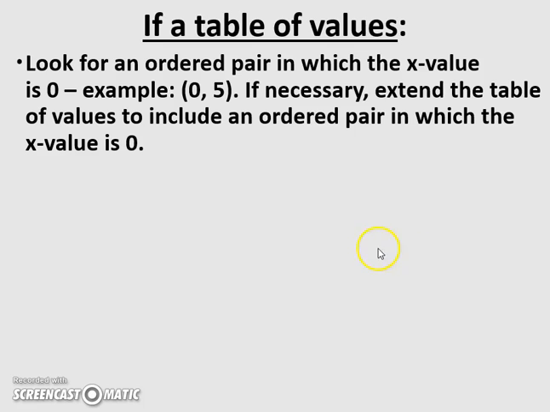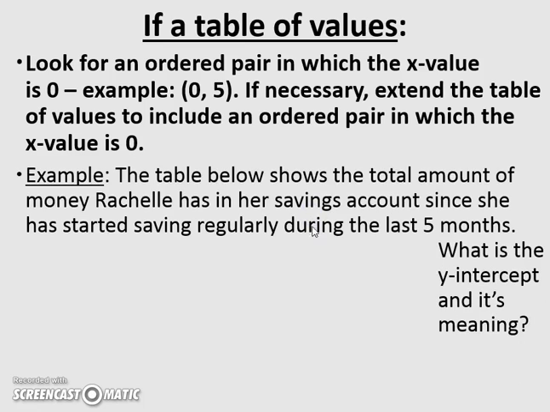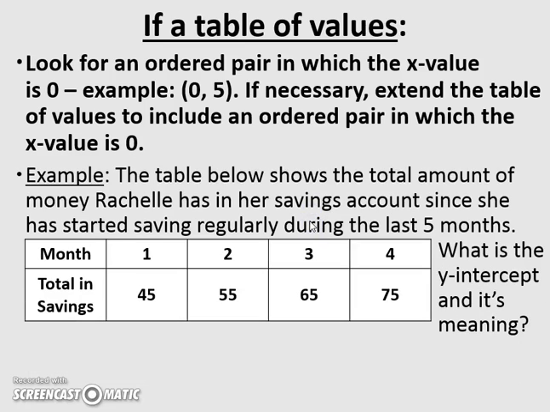Okay, let's look at our second representation, and that is a table of values. Remember, we're looking for the ordered pair in which the x value is 0. We may have to extend the table if it doesn't already include an x value of 0. So here's our situation. The table below shows the total amount of money Rochelle has in her savings account since she has started saving regularly during the last 5 months. What is the y-intercept and its meaning?